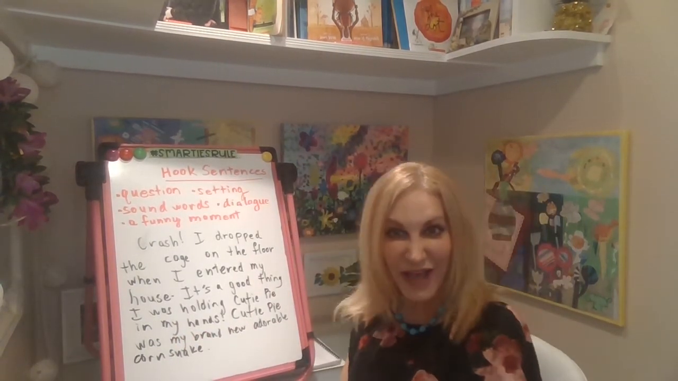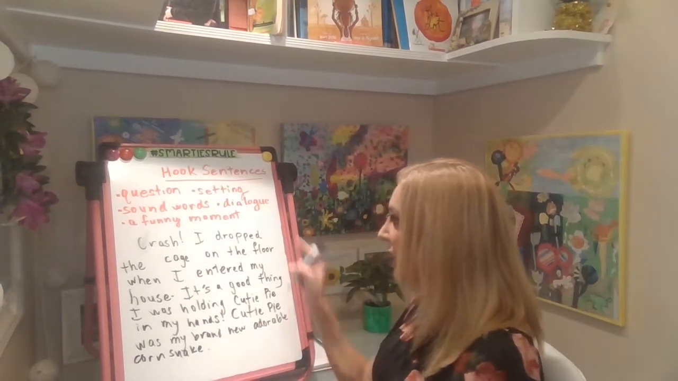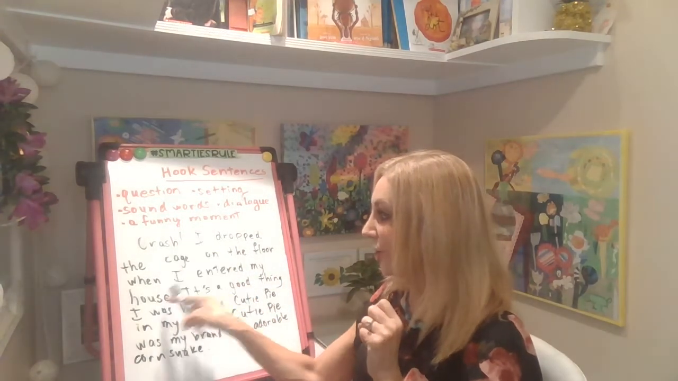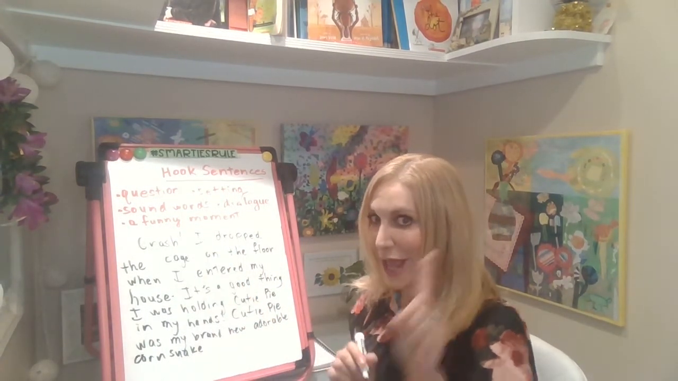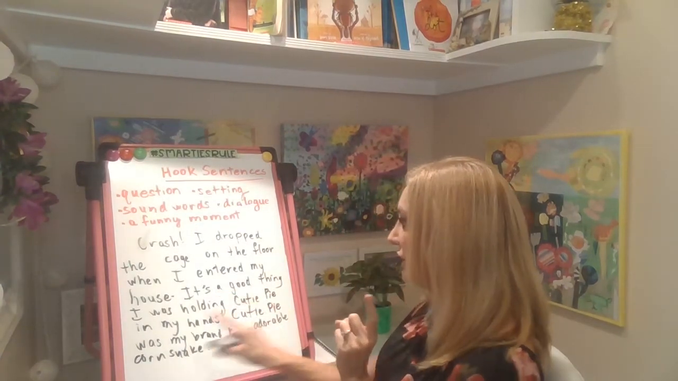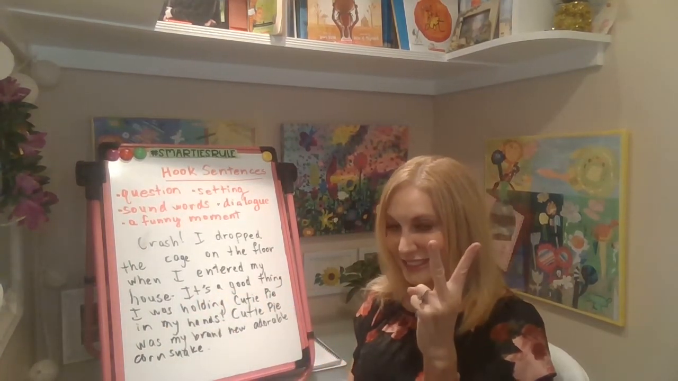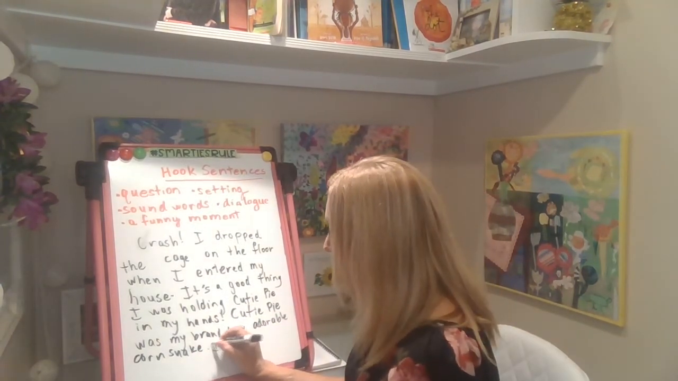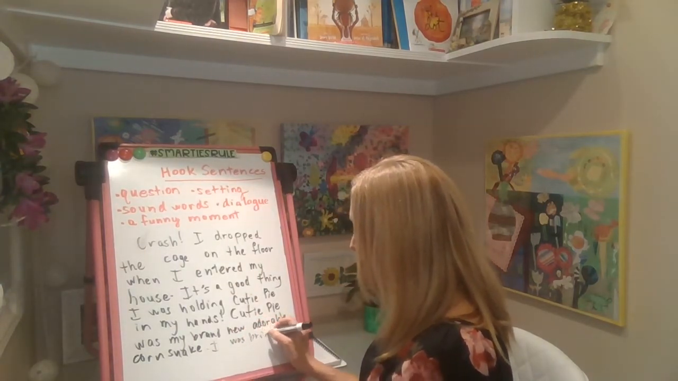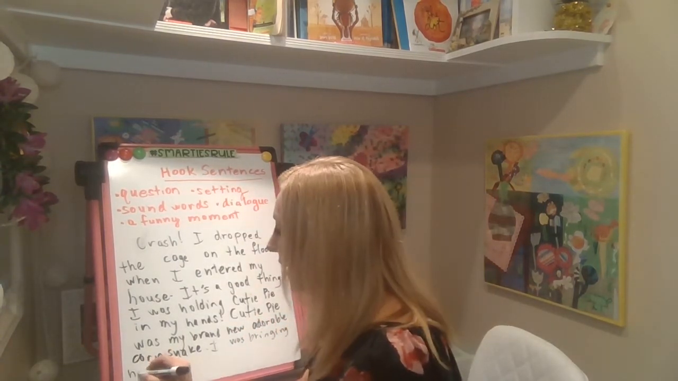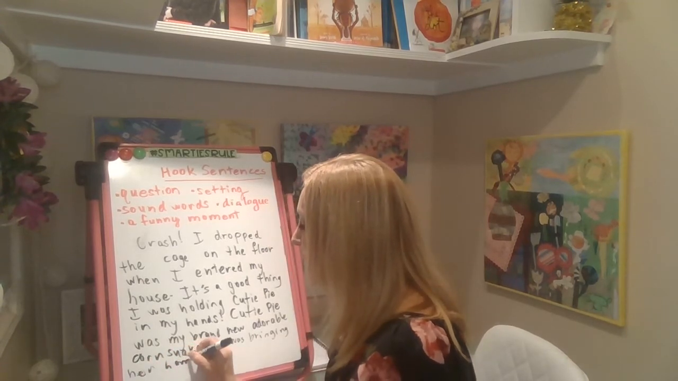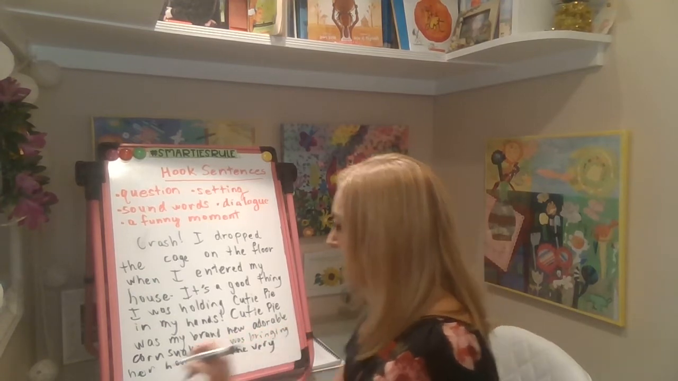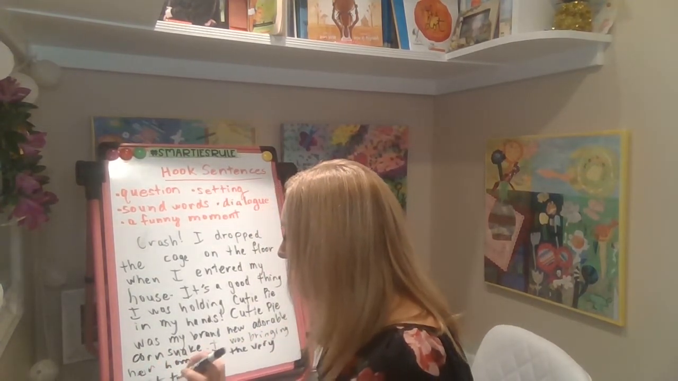Okay, so let's see if I have my 5 sentences yet. Crash! I dropped the cage on the floor when I entered my house. That's my introduction. It's a sound and a sentence, but that only counts as one. It's a good thing I was holding Cutie Pie in my hands. Cutie Pie was my brand new adorable corn snake. I was bringing her home for the very first time.